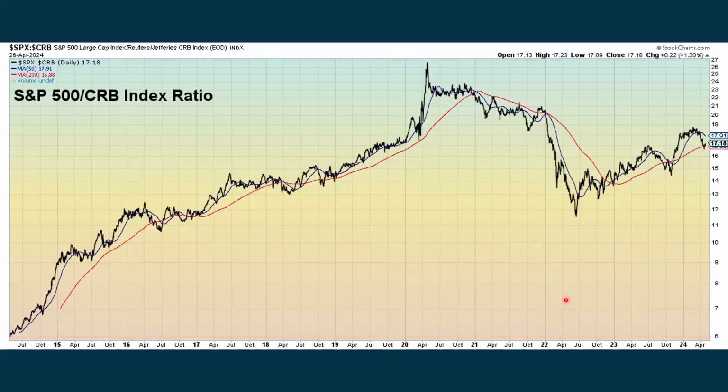Then we look at some other ratios. We compare the S&P 500 stocks with the CRB index, commodities. Even though stocks had come down to their 200-day moving average with this ratio, we're seeing a little bit of an improvement here. But the CRB index has also been doing well. It's still showing that stocks are outperforming, but this could be in danger if we see more strength in commodities, but then weakness in stocks.